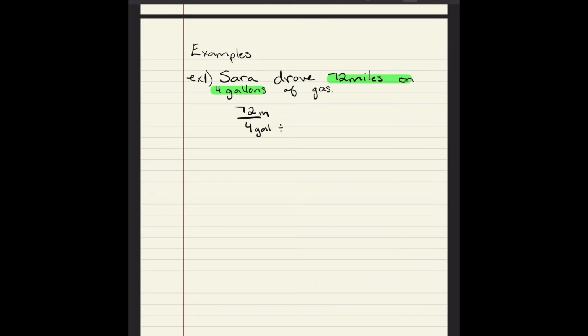And to find the unit rate, I need to get the bottom number to be 1. So I divide by 4, divide by 4. And 4 can go into 72 18 times. So for every 18 miles she drives, she uses 1 gallon of gas. Easy, right? That's how we get the unit rate.